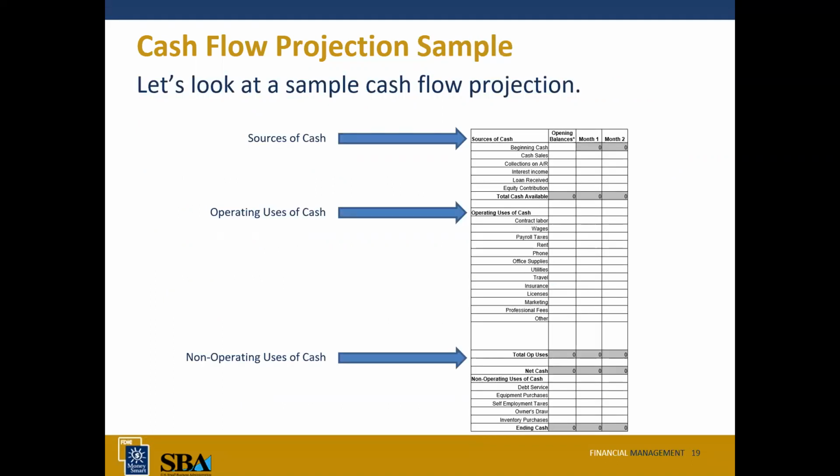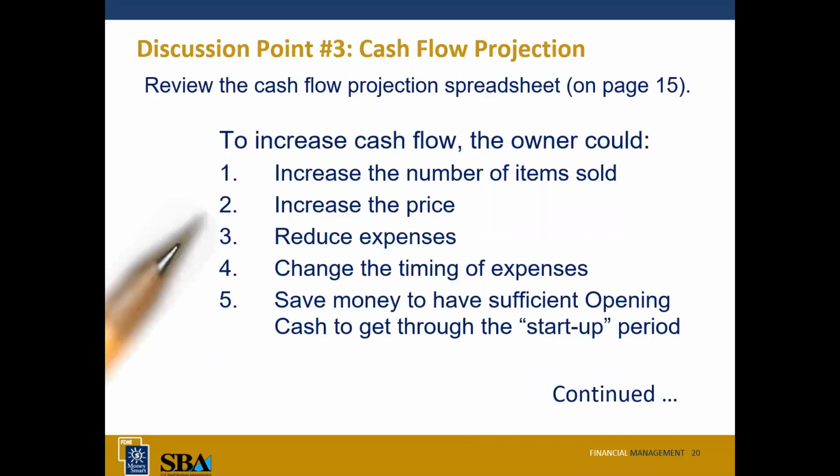So in a cash flow projection, there are 3 main areas here: sources of cash, operating uses of cash, and non-operating uses of cash. And again, I'll leave this for you and your mentor to sit down and go through the page 15 project in your participant guide.